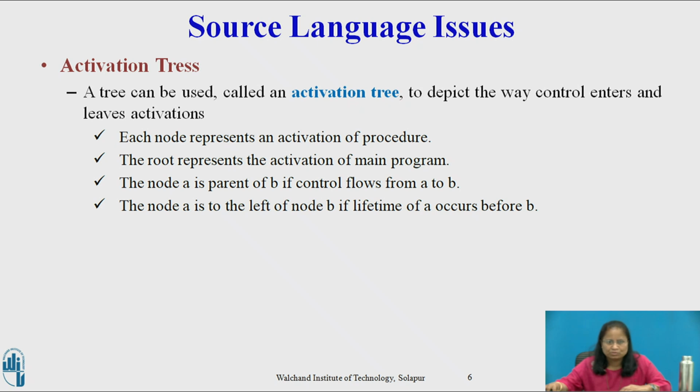A tree called an activation tree can be used to depict the way control enters and leaves the activations. Each node represents an activation of a procedure. The root represents the activation of the main program. The node for A is the parent of the node for B if and only if control flows from activation A to B. The node for A is to the left of the node for B if and only if the lifetime of A occurs before the lifetime of B.